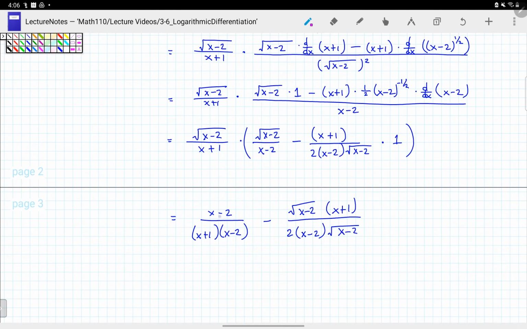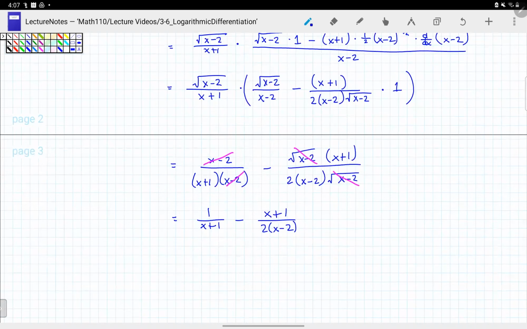We have some factors that cancel here. And it looks like we get 1 over x plus 1 minus x plus 1 divided by 2 times x minus 2. I'm a little bit surprised that there's no square roots left. Anyhow, this was supposed to be the derivative of the natural log of x plus 1 divided by the square root of x minus 2.